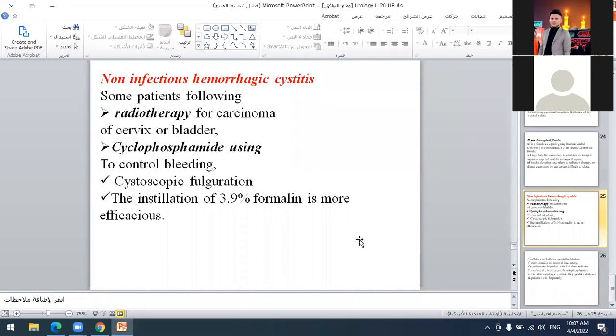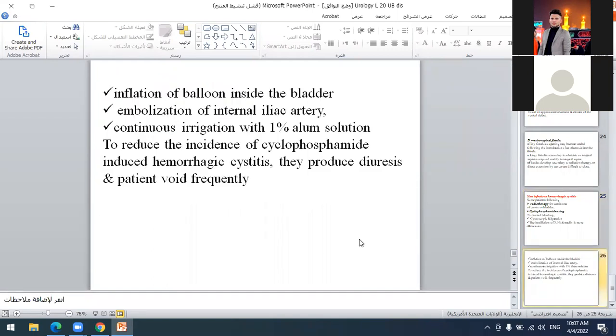It is the instillation of formalin, which is very painful. And if no benefit, we do internal iliac ligation. And if no benefit, we will do cystectomy. Inflation of a balloon inside the bladder, embolization of the internal iliac artery, continuous irrigation with 1% alum solution to reduce the incidence of cyclophosphamide-induced hemorrhagic cystitis. They produce diuresis and the patient voids frequently.